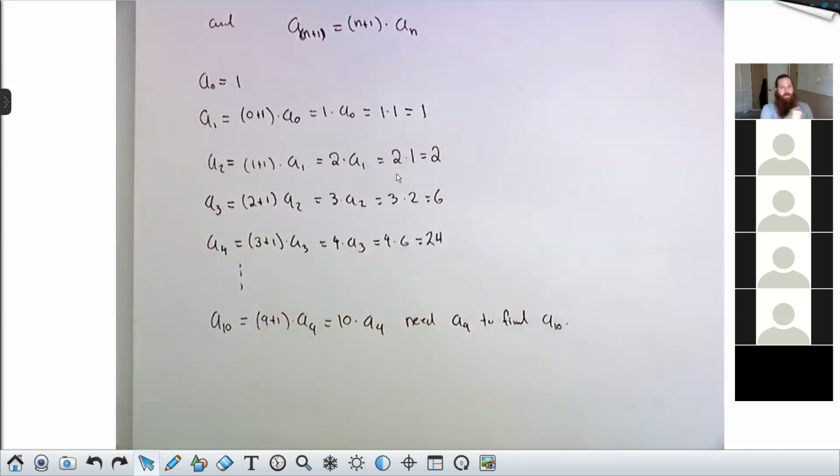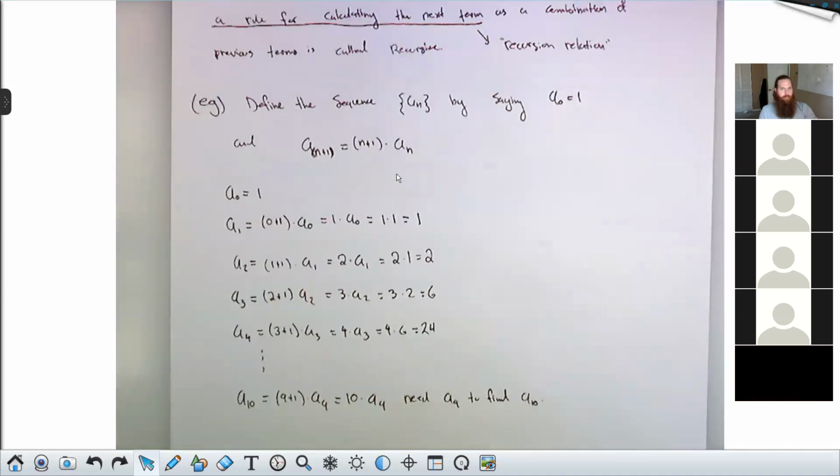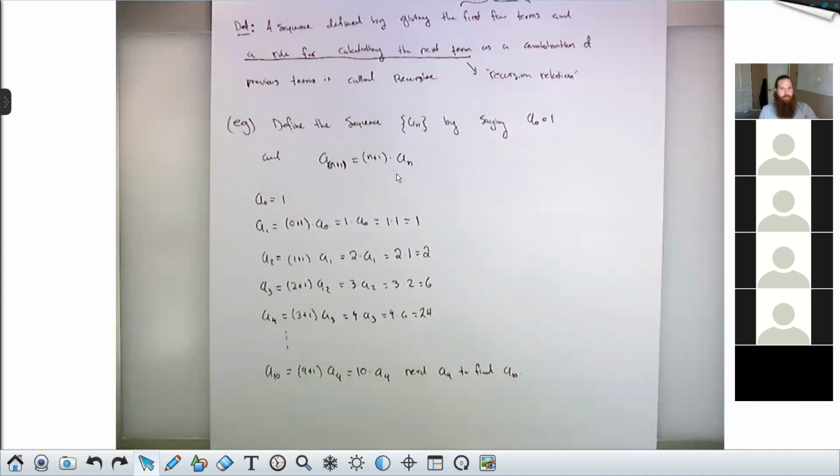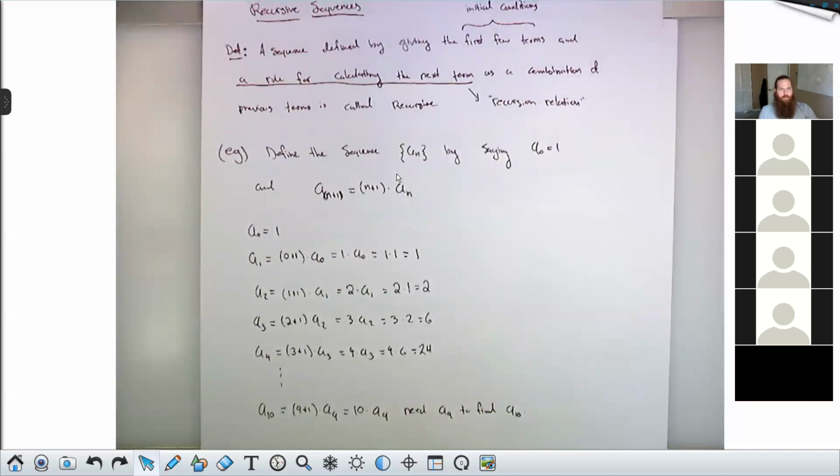So I need a9 to find a10, which means when you calculate these, you have to go in order, right? You take your initial condition and you start calculating up from there. So the definition: a sequence defined by giving the first few terms and a rule for calculating the next term as a combination of the previous terms is called recursive.